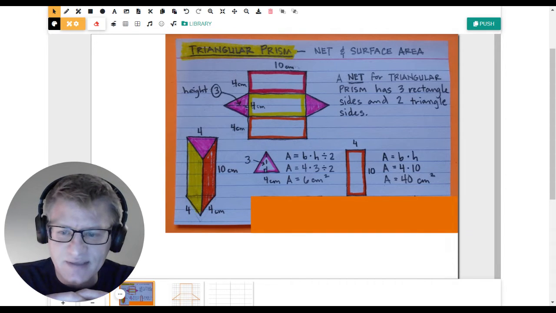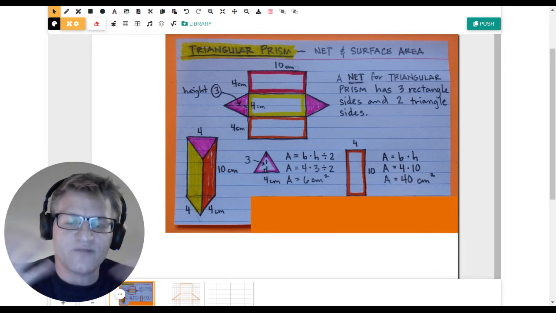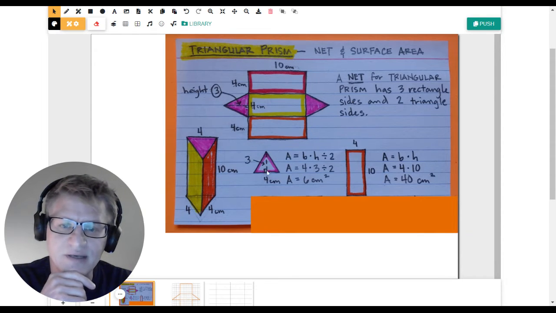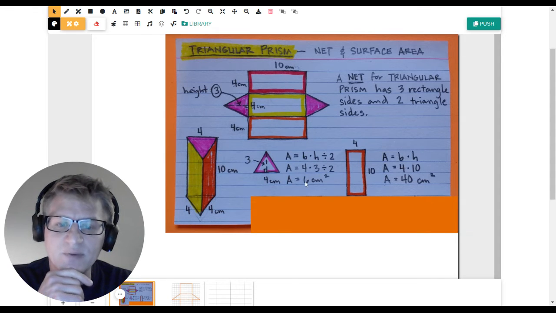It's the easiest thing to forget, to just go 4 times 3 and say, oh, 4 times 3, 12, and forget to cut it in half. So what we have to do is go base times height, 4 times the height, which is perpendicular, just like a parallelogram, just like a rectangle. We say base times height is 4 times 3 gives me 12. And then I divide by 2. When I divide by 2, I get 6.